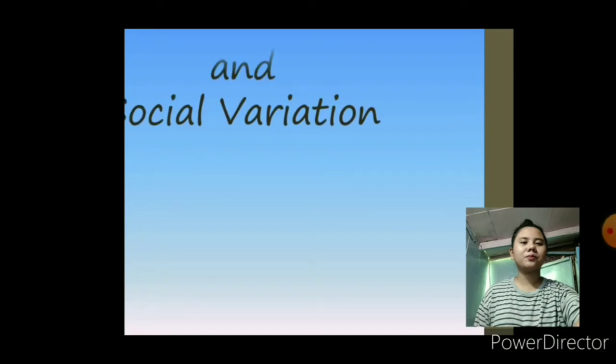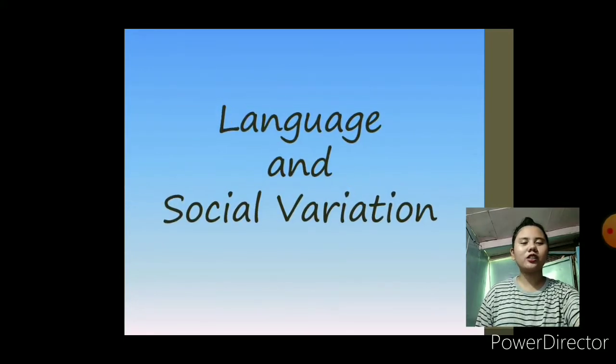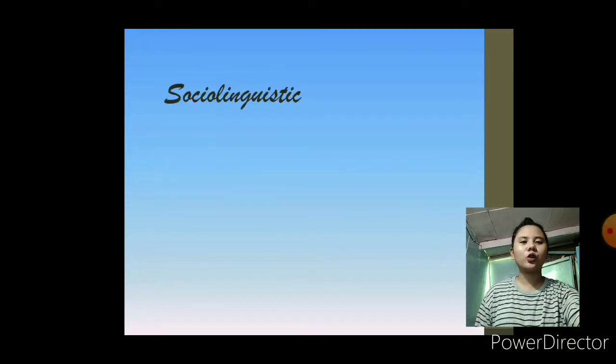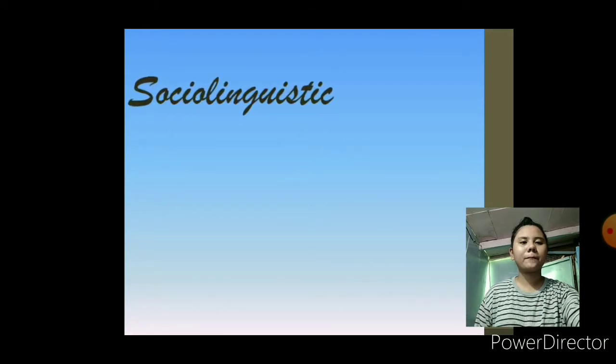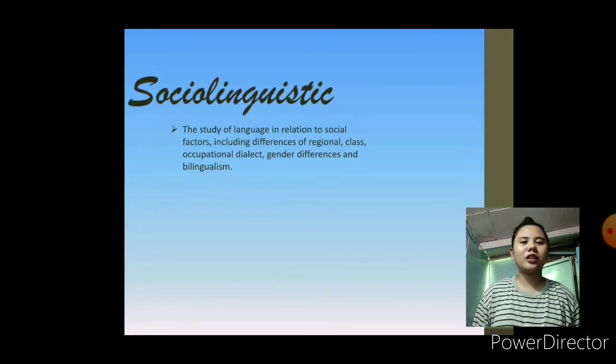Our report is all about language and social variation. Sociolinguistics is the study of language in relation to social factors, including differences of regional class, occupational dialect, gender differences, and bilingualism.